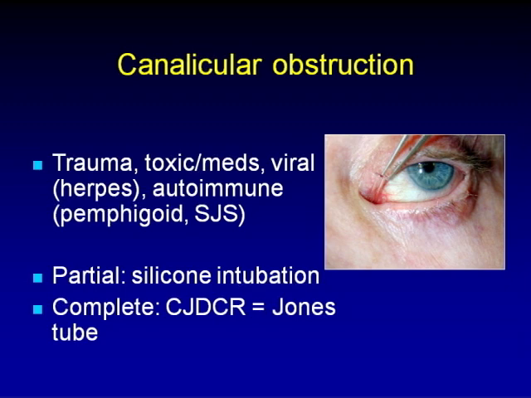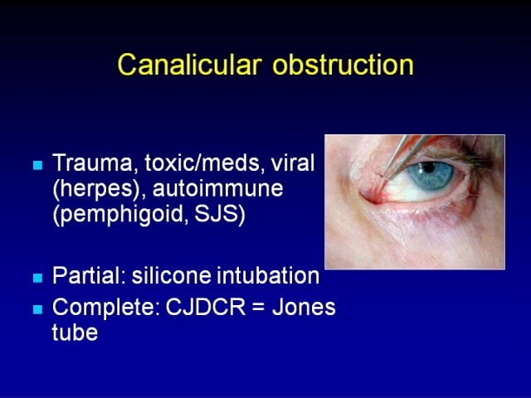Have they had trauma? The classic viral cause of canaliculitis or canalicular obstruction that they will ask you is herpes. Okay. Autoimmune causes, of course, the pemphigoid and the Stevens-Johnson, those classic mucous membrane scarring diseases.